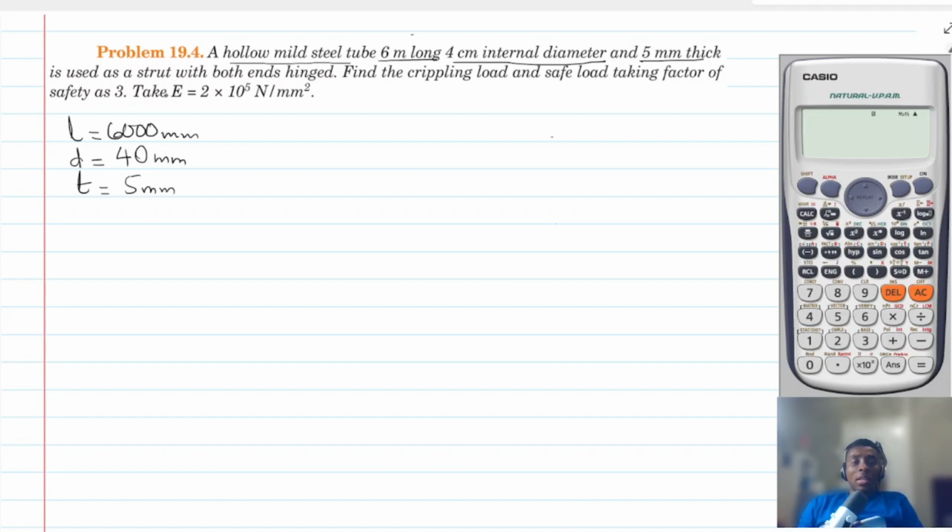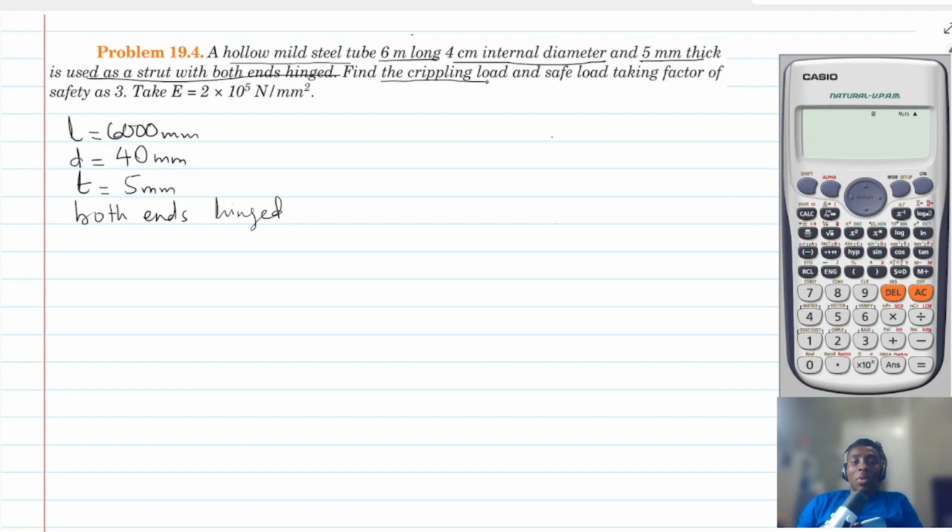All right, and then it is used as a strut with both ends hinged. Now I want you to look at it very carefully. Both ends hinged. Because if you don't have an idea about what the end condition is, you wouldn't know which Euler load to apply. So please pay attention to that.